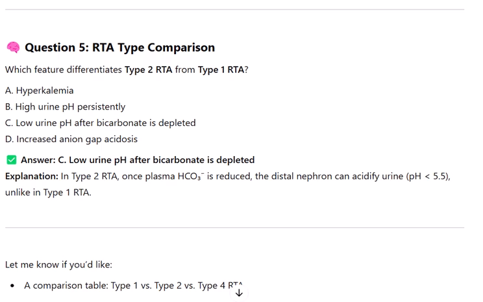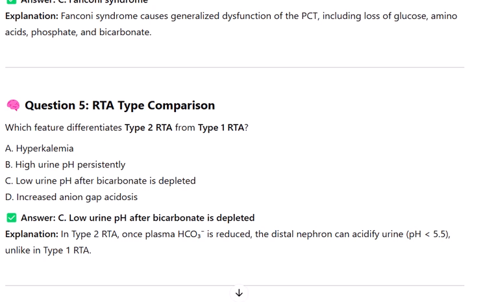Explanation. In type 2 RTA, once plasma HCO₃⁻ is reduced, the distal nephron can acidify urine, pH below 5.5, unlike in type 1 RTA. Let me know if you'd like more.